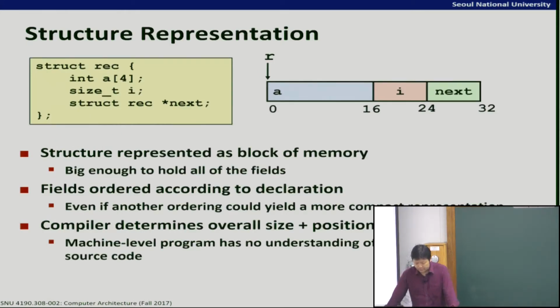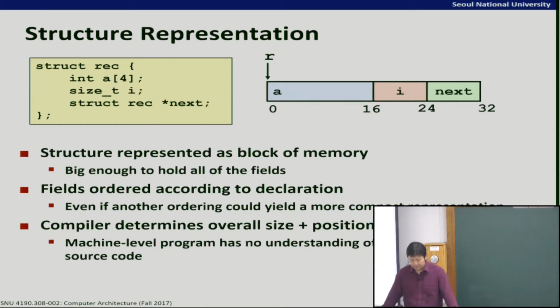So here is an example of a structure. On your left, there is a structure called rec, and it actually has 3 fields. An integer array with 4 elements, a size, and another struct pointer. It's a typical linked list structure, right? Because it has 2 value fields followed by a pointer at the end, so that you can point to the next element of the same type, the same struct, right? So this is a very typical structure.